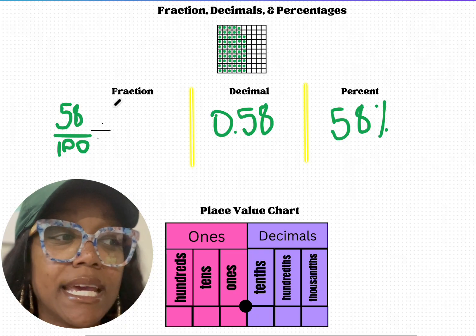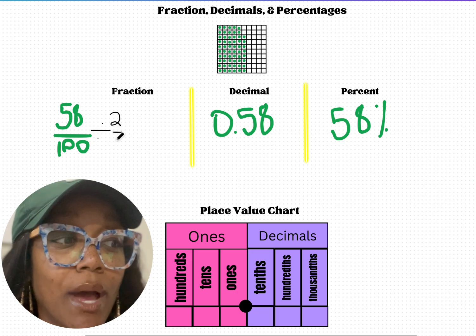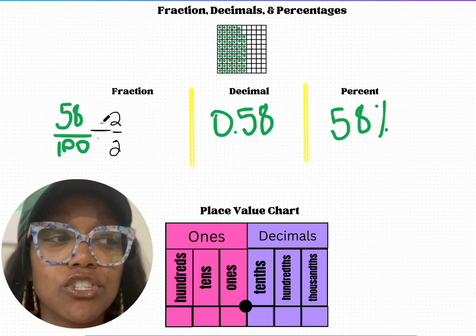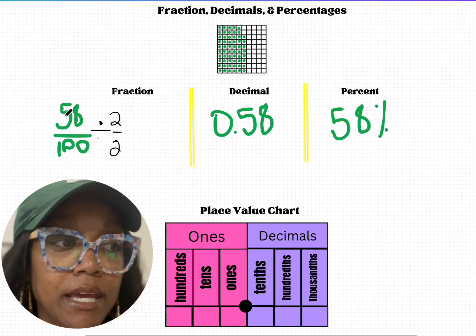So now I'm going to see, can I count by 58 to get to 100? No. But they're both even, so I know I can divide by 2. So basically, I can find half of 58 and half of 100 to simplify it. So now we're going to go ahead and divide 58.